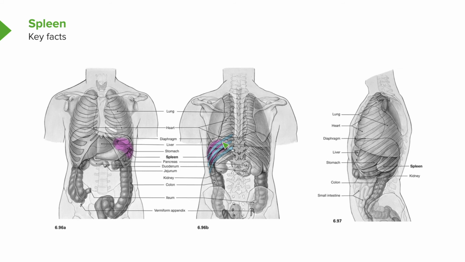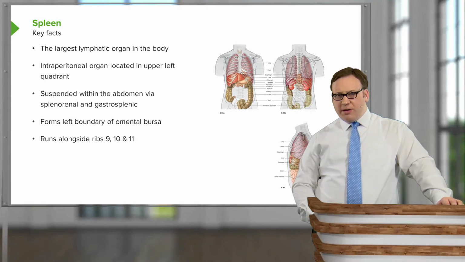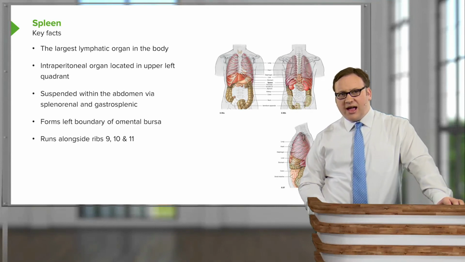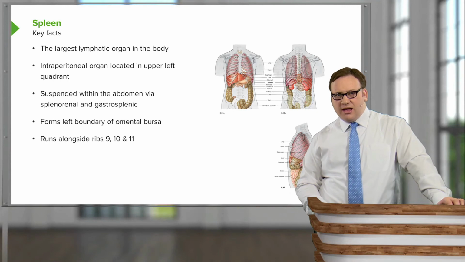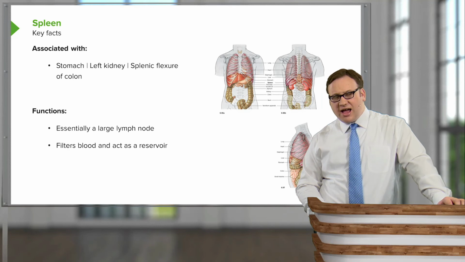So they're the ribs that the spleen sits against, which means that if these ribs were to be fractured, then they could actually penetrate the spleen. It's the largest lymphatic organ, so that's its main function, and it's intraperitoneal. It's suspended via two peritoneal ligaments, the splenorenal and the gastrosplenic. It forms the left boundary, as we're aware, of the omental bursa. Its relationship is next to the stomach, next to the left kidney, and next to the splenic flexure of the colon, where the transverse becomes the descending.